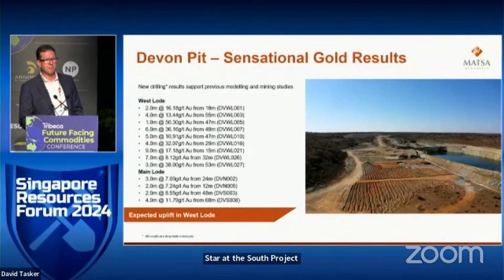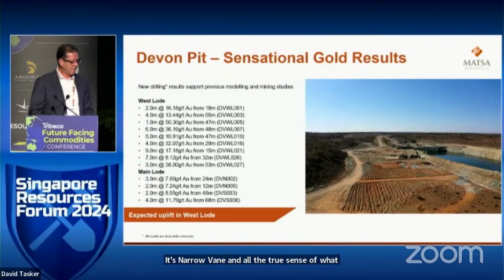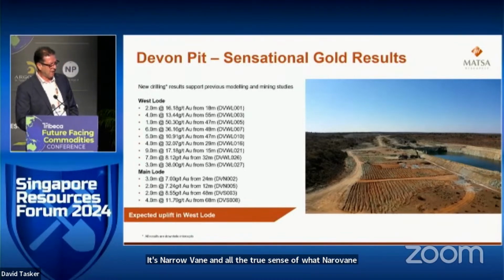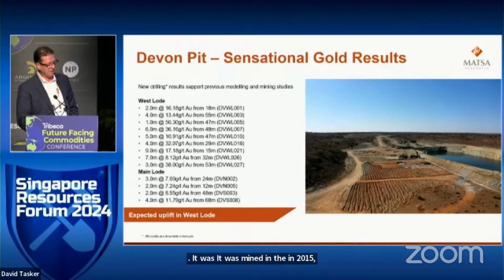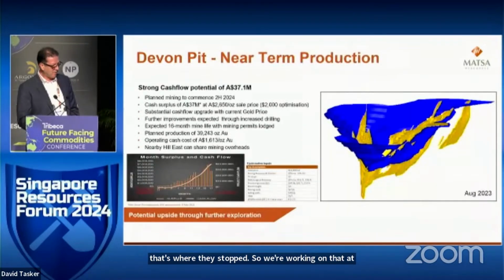The Devon Pit, we just recently announced these results. They were drilled late last year. You can see there some sensational grades. It's narrow vein in all the true sense of what narrow vein gold is, but you can see with regards to some of those hits that the grades are quite healthy. That there on the right-hand side, the picture is the pit. It was mined in 2015-16. Basically took out all the oxide, like a lot of the older pits in the Goldfields region. Took out all the easy oxide. When they hit the fresh dirt, that's where they stopped. So we're working on that at the moment.